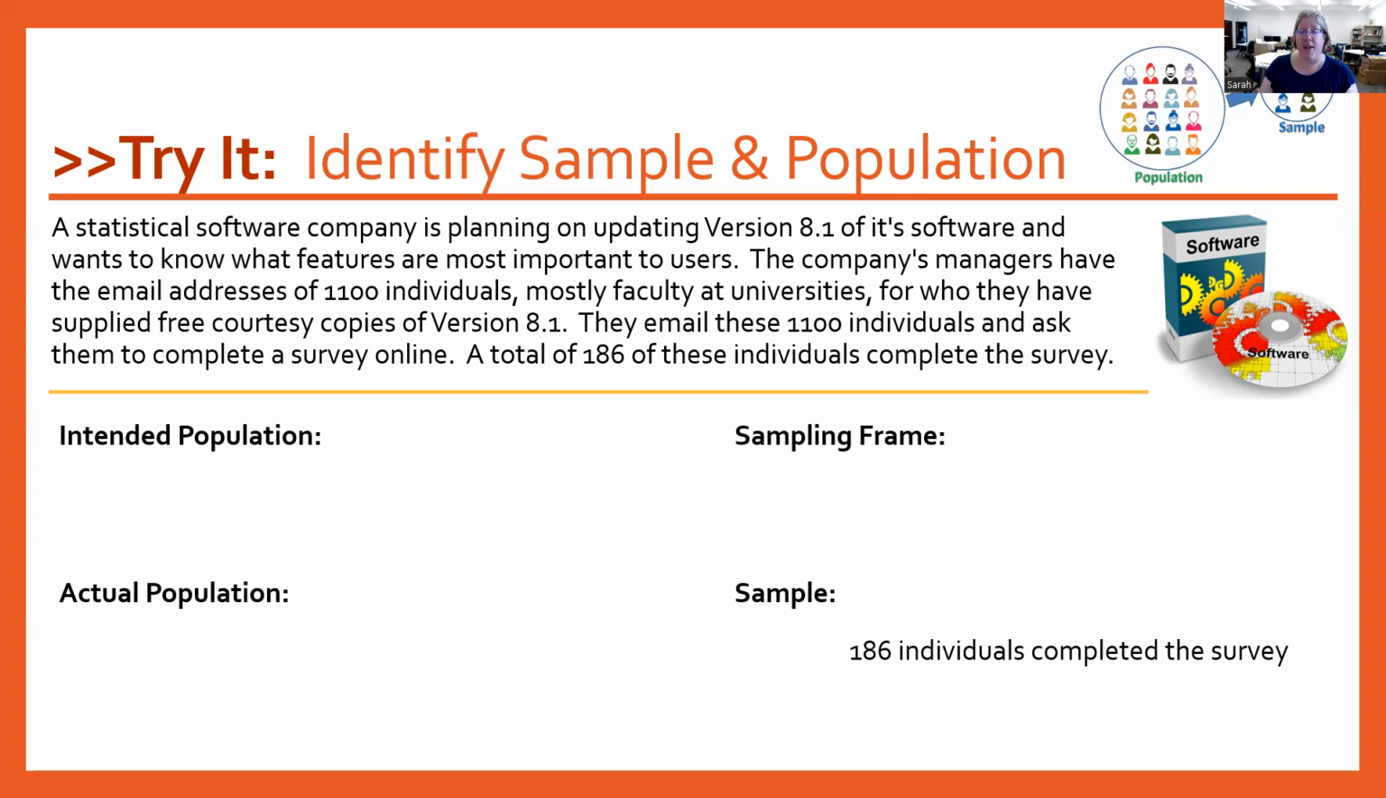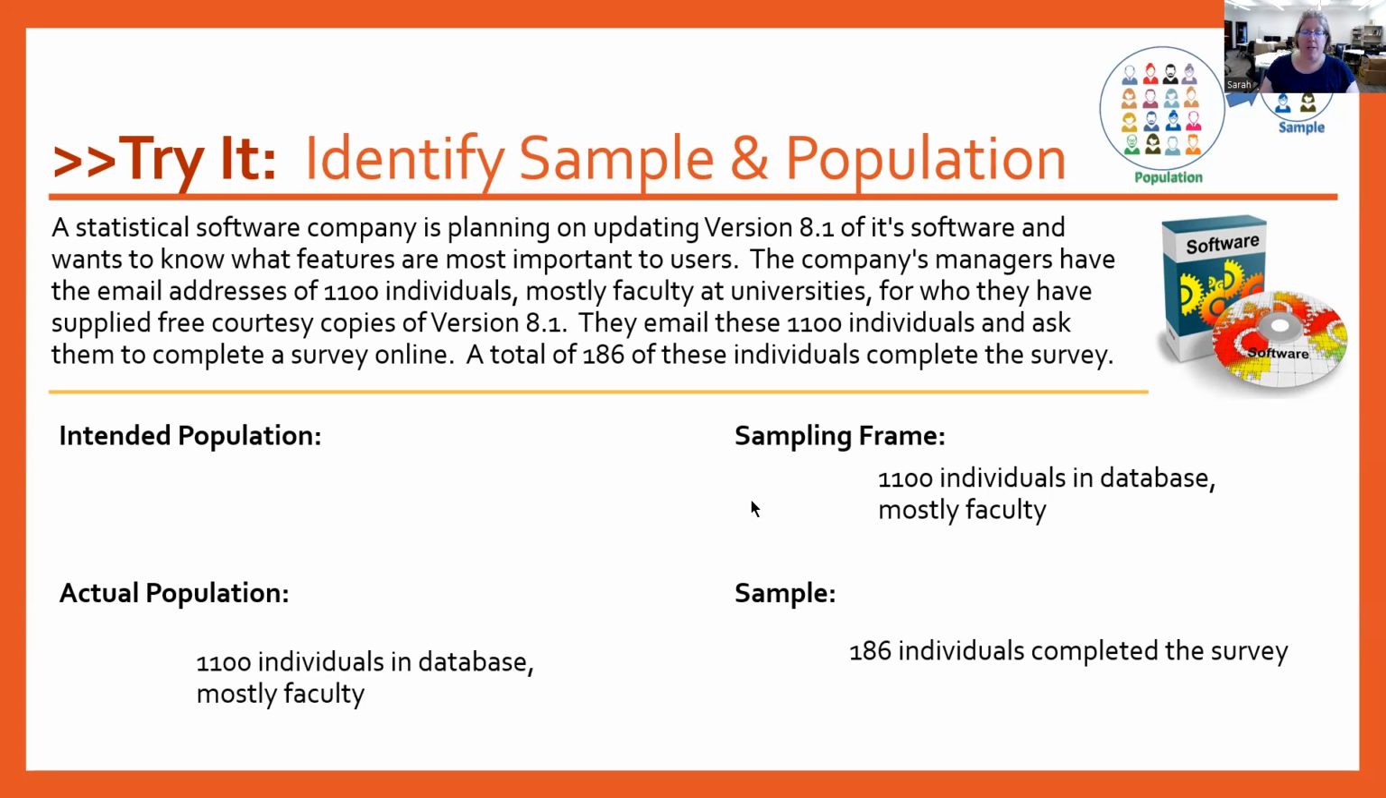They sent the survey, though, to 1,100 people. So my sampling frame is the 1,100 people in the database, which is mostly faculty. They just spam them all. And so here's something really interesting. My actual population and my sampling frame are going to be the same here. They were only taking names from that database. So that means my population, in effect, are those 1,100 names in the database. However, their intended population, my guess, is all users of this statistical software.